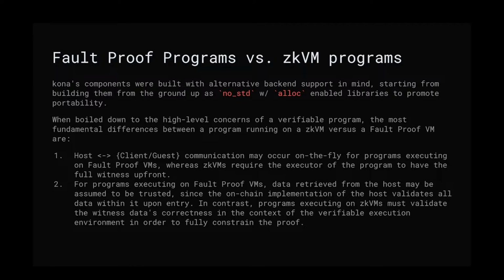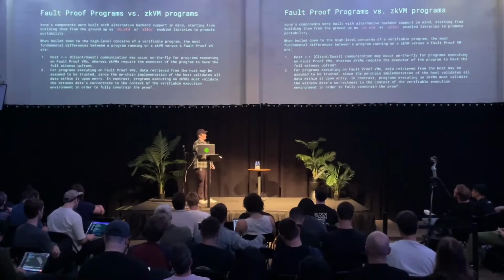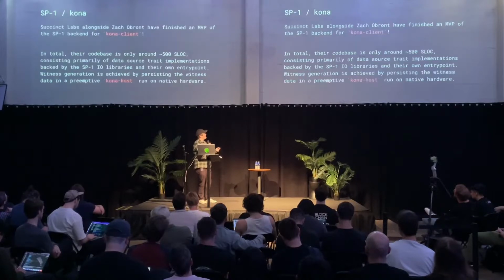And so the nice thing about this is really all we had to do in order to make Kona run on fault-proof VMs and ZK VMs and even in trusted execution environments is to abstract over the data sources. So the derivation pipeline will read over L1 data, it'll read some L2 data, etc. And all of that is just trait bounded. You can swap them in and out, and it allows you to have multiple backends for this piece of software. And so this is really cool.